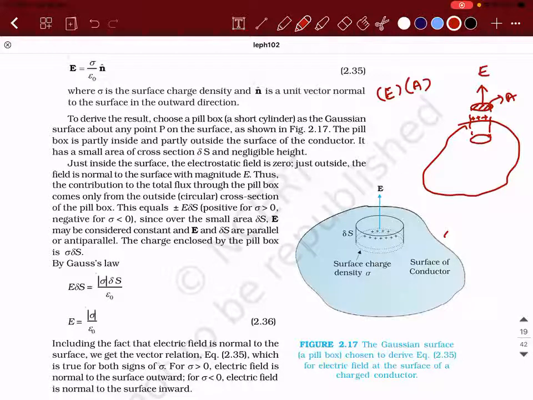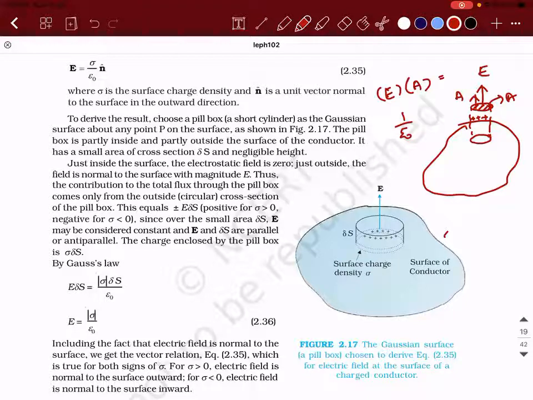What does flux tell us? EA cos theta. Here you know that electric field and areal vector both are in the same direction. Correct? Because how do you define areal vector? Areal vector is perpendicular to the surface in the outward direction. Correct? EA into cos of how much value? 0 degree. That is why I directly wrote it as EA. But what does Gauss law tell us? You are calculating the flux. Equate that flux to 1 by epsilon naught times the charge enclosed by the Gaussian surface. What is the charge enclosed by it?